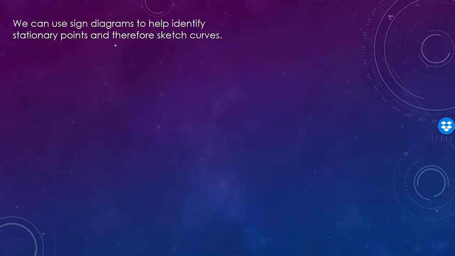We can use sign diagrams to help identify stationary points and therefore sketch curves. So for example, let's suppose we have this situation where at point A, we have a positive gradient before A and a negative gradient after. Well, that's got to be a local maximum. Positive, 0, negative.